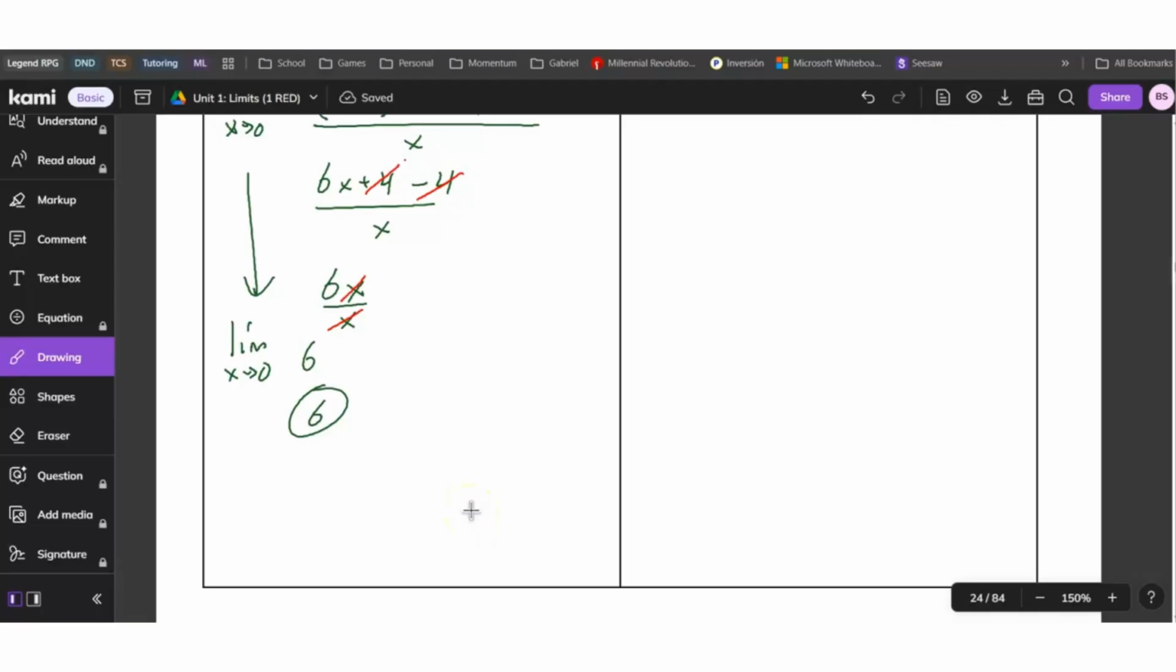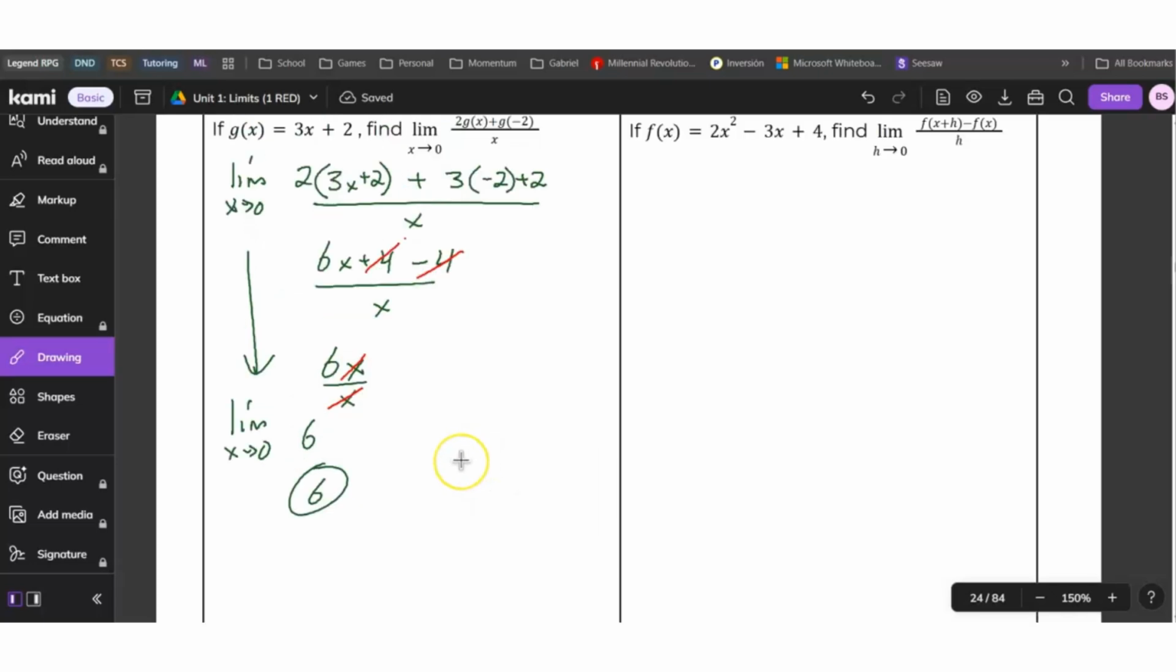Can I ask you a question? Yes, ask questions. So if you go up, you're only multiplying 3 times -2 plus 2, not 3x. No, you're multiplying 2 times the whole thing. That's why it became +4. But here we have to find the limit of 2 times g of x plus g of -2. Yep. But g of -2 implies 3x plus 2 times -2. No. It means you're replacing x with -2. Okay, that's what it means.